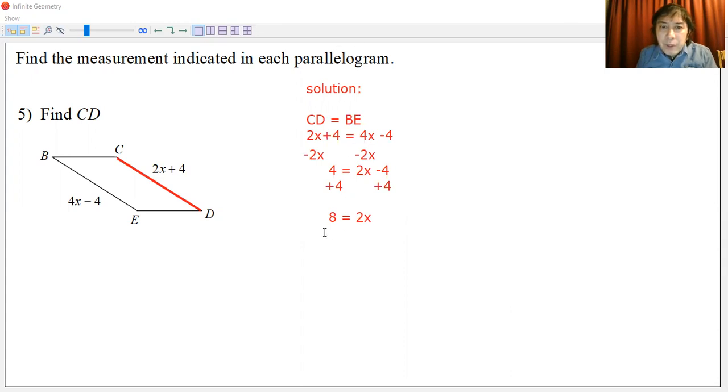We will divide by 2, divide this by 2, and divide this by 2. And then we put the division symbol. This is 8 over 2. This is 2x over 2. And x is equal to 4. All right, this is 4 equals x, or properly written, x equal to 4. This is the value of x.